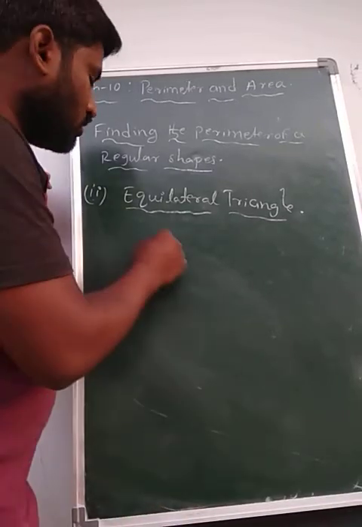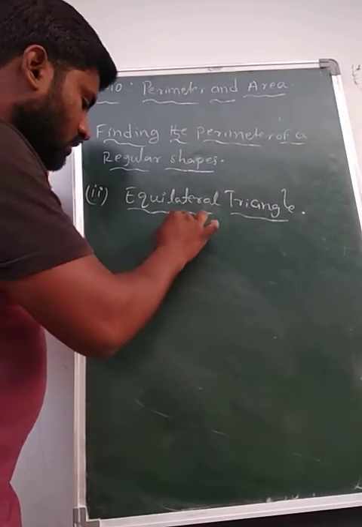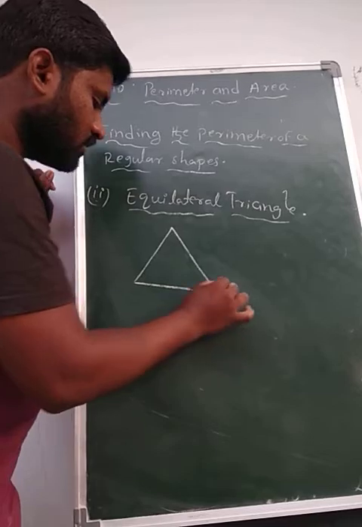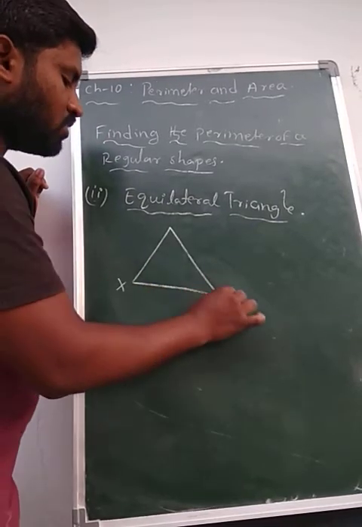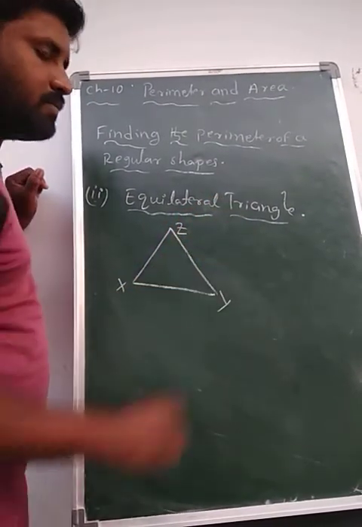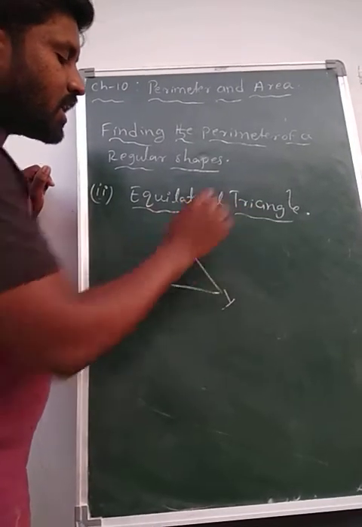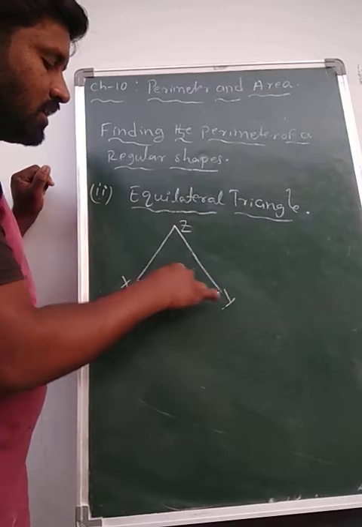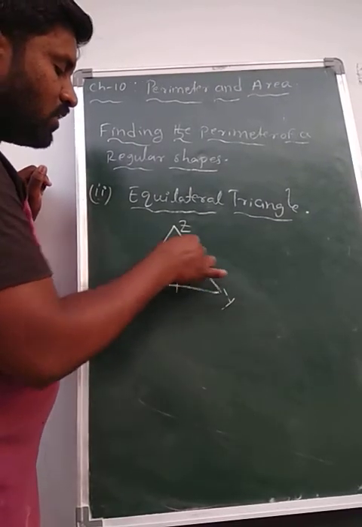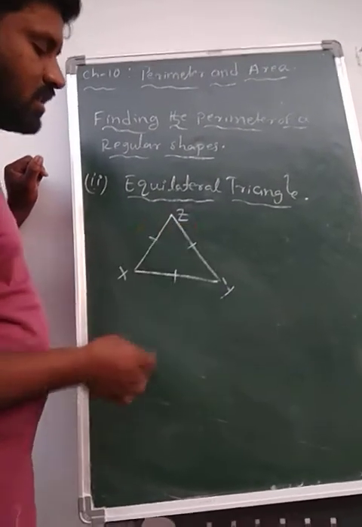Okay. So you take a triangle XYZ. Triangle XYZ is an equilateral triangle, which means all sides are equal: XY, YZ, ZX. All sides are equal.